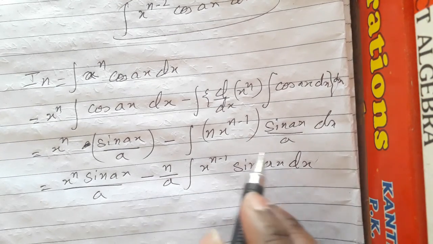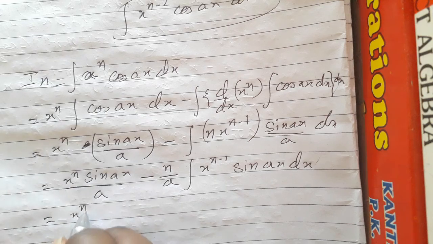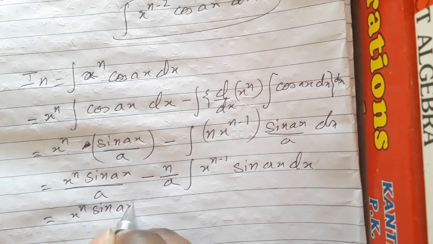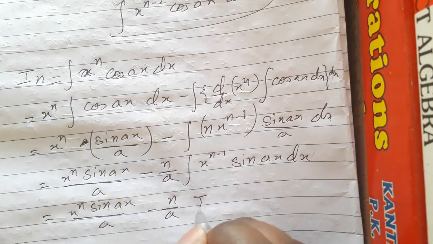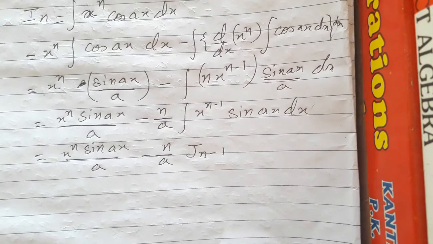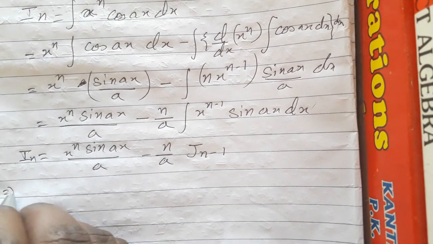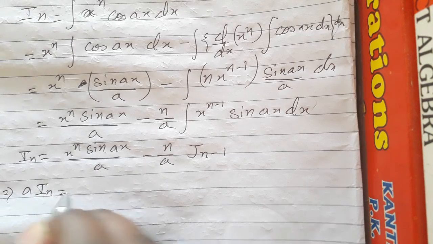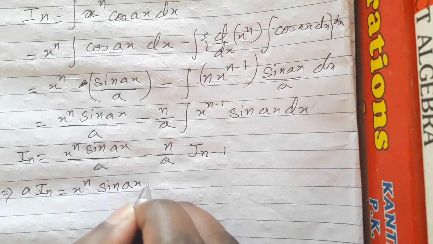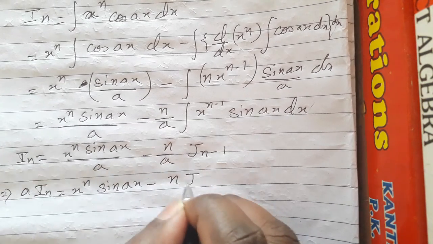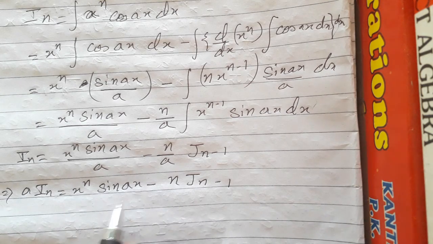So this is nothing but J_(n-1). Okay, so you replace this one with J_(n-1). So we get here sine ax by a minus n by a J_(n-1). Okay, so this is I_n, and you multiply throughout with a. So we get a I_n equal to x^n sine ax minus n J_(n-1). So we get this. So this is the first proof, for Roman 1.